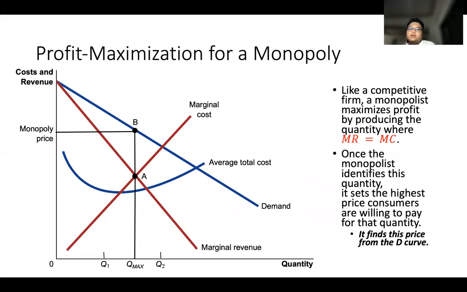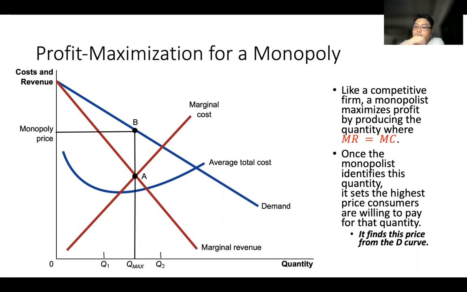So let's look at the profit maximizing condition of the monopoly. It's also MR equals MC, right? Once the monopolist identifies this, it sets the highest price consumers are willing to pay. It finds this price from the demand curve. So we have here the demand curve, or the average revenue. We also have the marginal revenue, the marginal cost, and the average total cost. Remember, the profit maximizing condition for the monopolist is also MR equals MC. So that's the intersection here at point A.